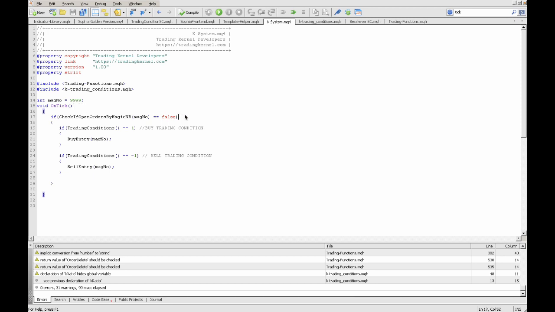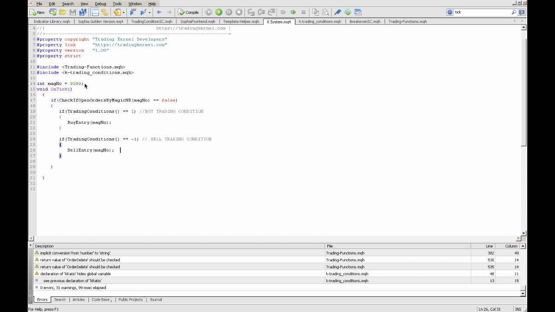What's happening? At Trading Kernel, we build software using include files. We have a lot of include files that help us solve a lot of problems. So when we are building our overall strategy, we don't need to add everything into one file. We can just include them and then run the strategy. You can see some of the include files we have here. We have the trading functions, which help us execute our trades, for example the buy entry and the sell entry. And we also have the key trading conditions, which are the trading conditions for this default strategy.